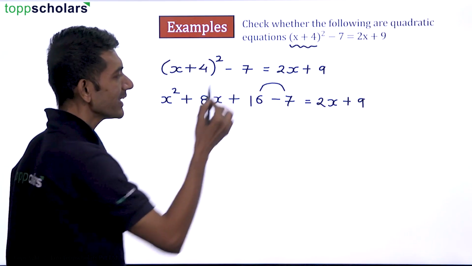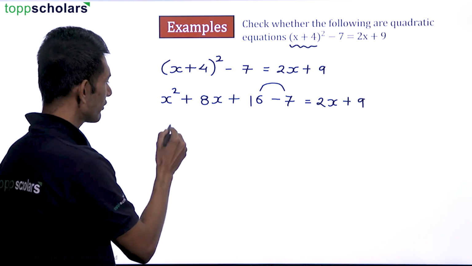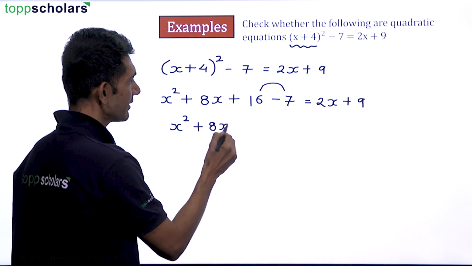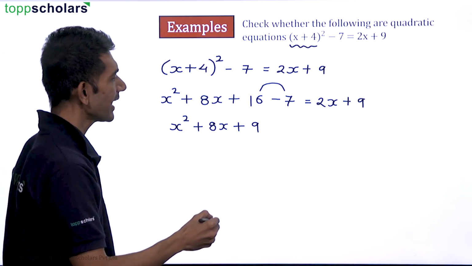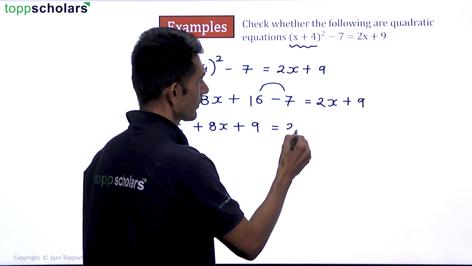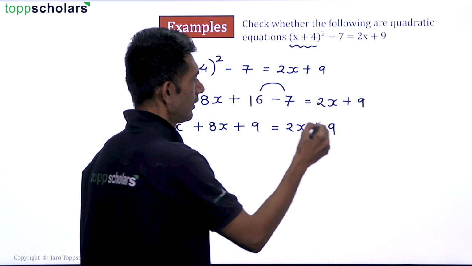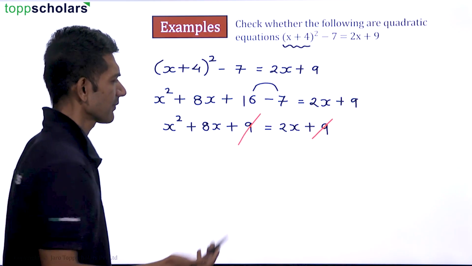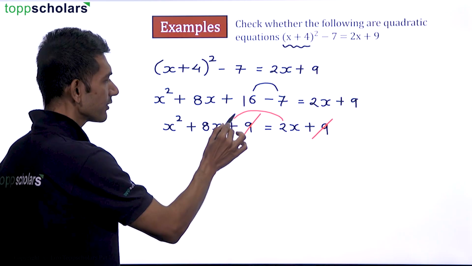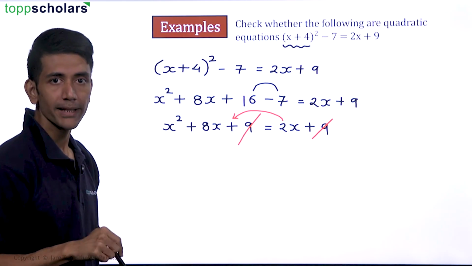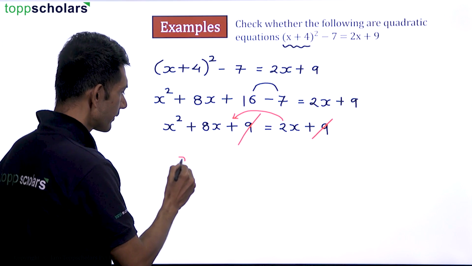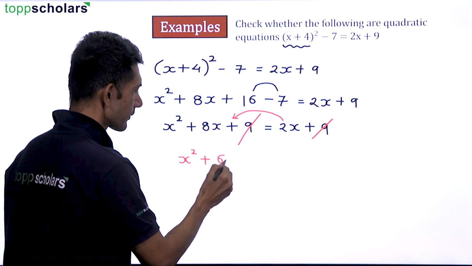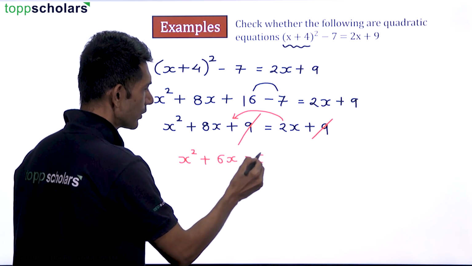Now understand. How much is 16 minus 7? 16 minus 7 is 9. So let us solve this. X square plus 8x plus 9 is equal to 2x plus 9. Now 9, can we cancel? We can do that. Can I shift 2x to the left hand side? It will become minus 2x. So can I say now I get x square plus 8x minus 2x is 6x, which is equal to 0.